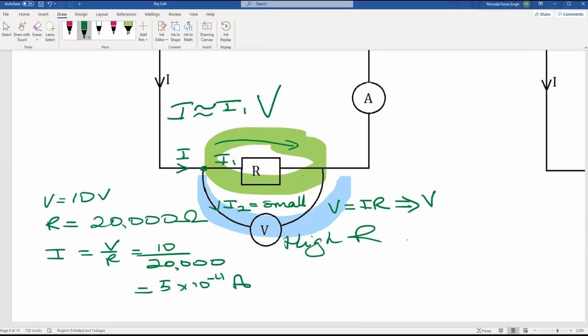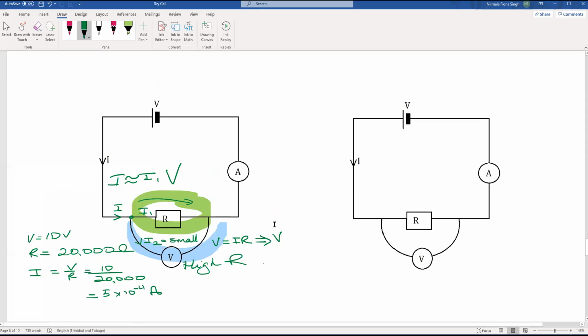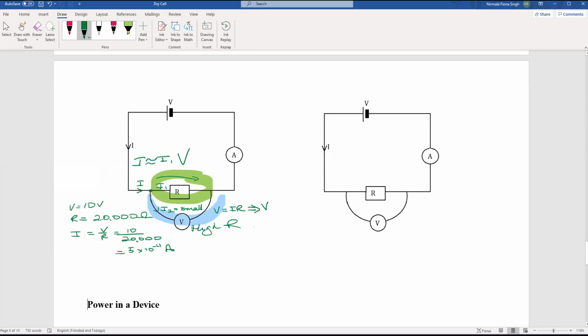If you're a little confused, don't worry. This is why I'm telling you, this is why it works that way. We want almost all the current to pass through the resistor that we are checking. And that is how we can get our proper V is equal to IR. So that is for your voltmeter.